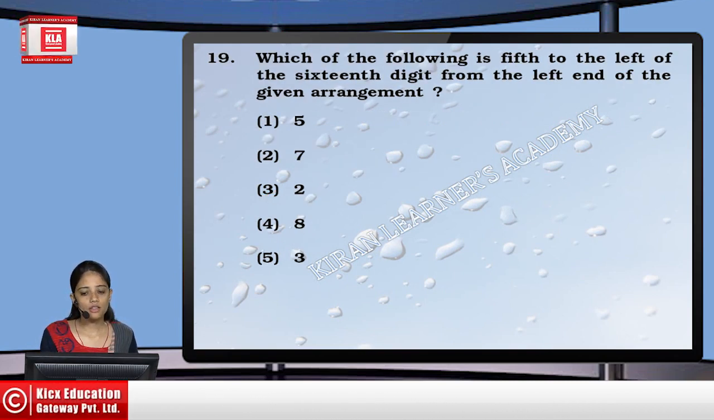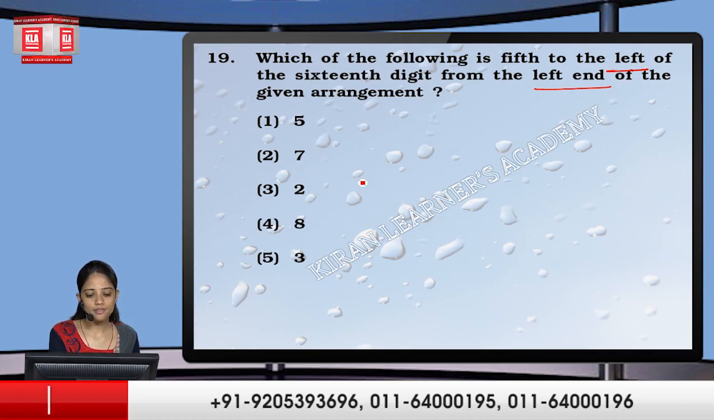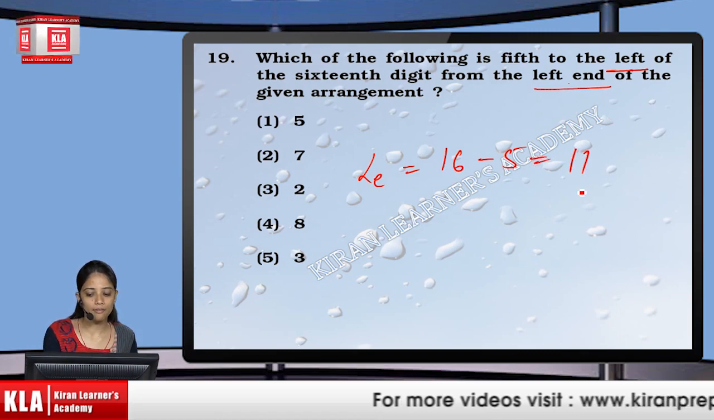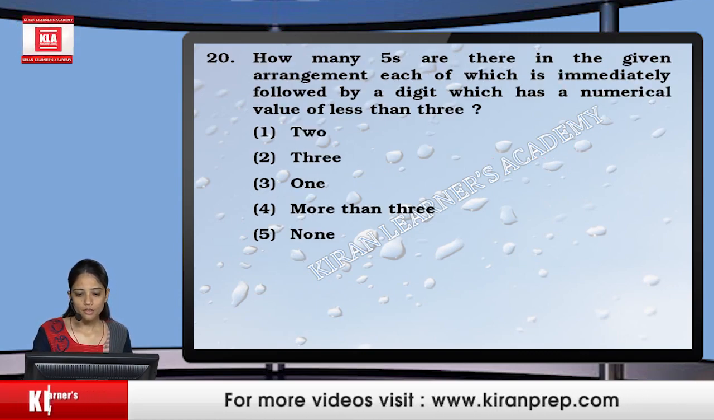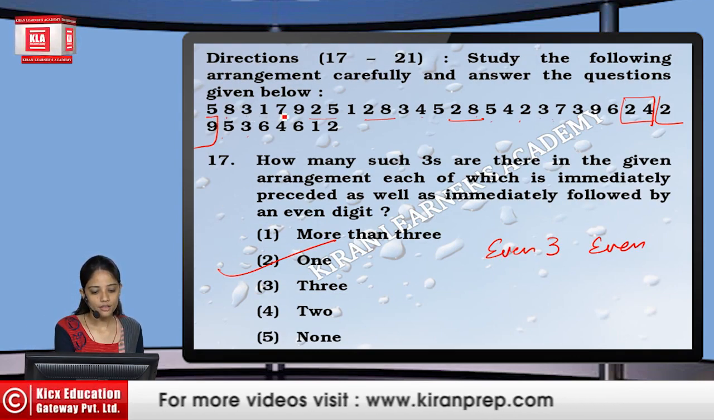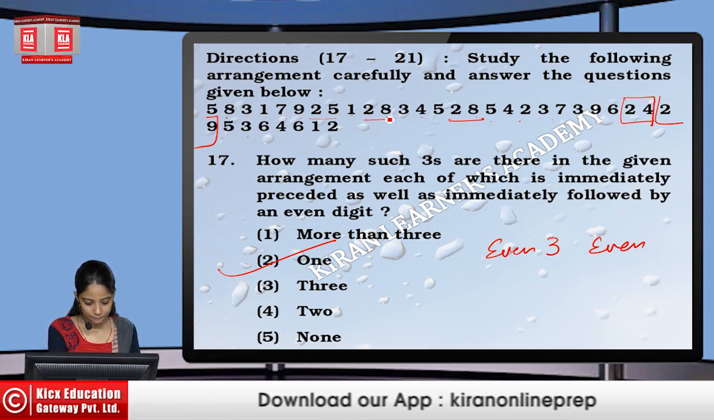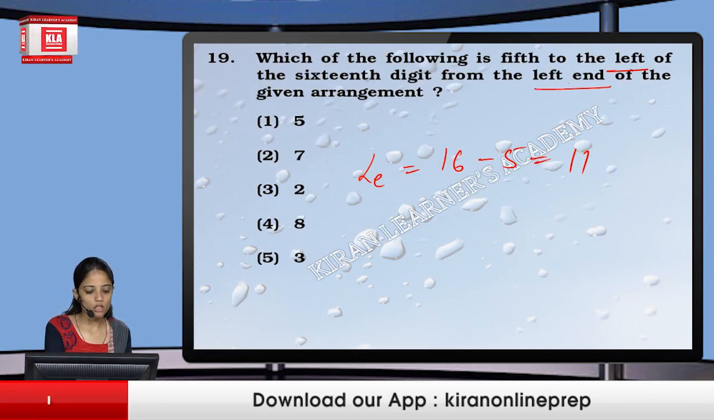Next, which of the following is 5th to the left of the 16th digit from the left end? So we have to calculate the net because both are the same. We will subtract it. From the left end we have to calculate 16 minus 5. That means 11, 11th from the left end. So which number do we have? That number we have is 8. So we are going to mark the option number 4.